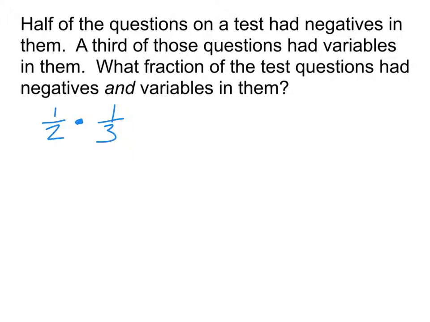Okay, so let's do the multiplication then. On the top then, what's 1 times 1? 1. Oh, that was a tough one, right? Okay, what about on the bottom? 2 times 3? 6. Okay, so 1/6 of the test questions had variables and negatives in them.